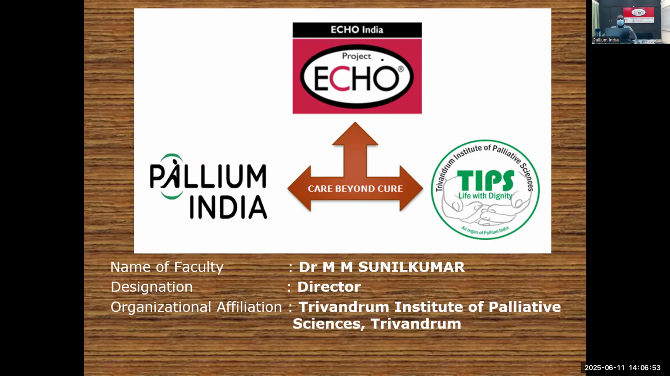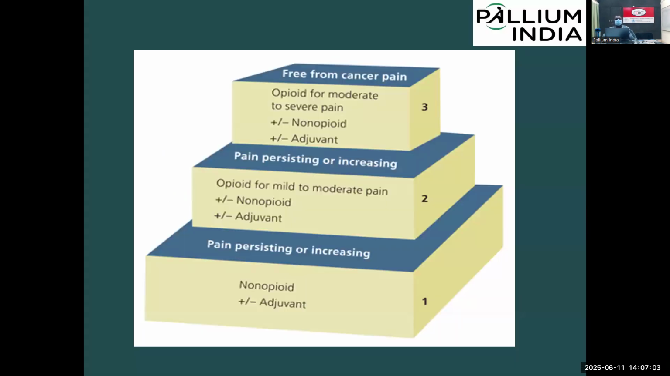Now we will move on to opioids. All of you know that this is the WHO analgesic ladder. The first step is used to treat mild pain. If the patient has moderate pain, you have to use medication from the second step: opioids for mild to moderate pain, plus or minus non-opioid, plus or minus adjunct. If the patient has severe pain, you use the third step: opioids for moderate to severe pain, plus or minus non-opioid, plus or minus adjunct.